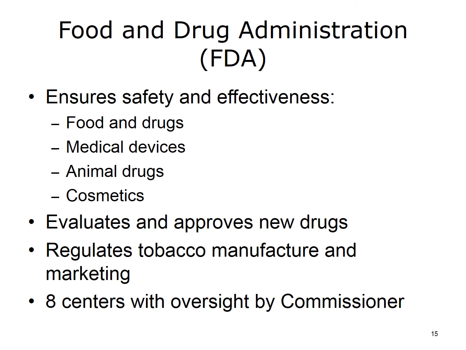It is well known that the Food and Drug Administration, or FDA, protects the public by ensuring the safety and effectiveness of foods and drugs. The FDA also regulates medical devices, animal drugs, cosmetics, products that emit radiation, and other toxic substances. The FDA evaluates and approves new drugs and regulates the manufacture and marketing of tobacco products. The FDA is organized into 8 centers with oversight by a commissioner.